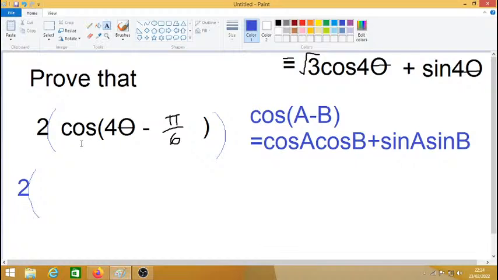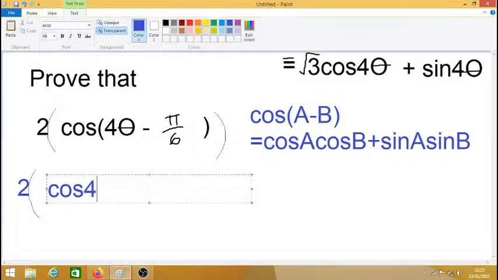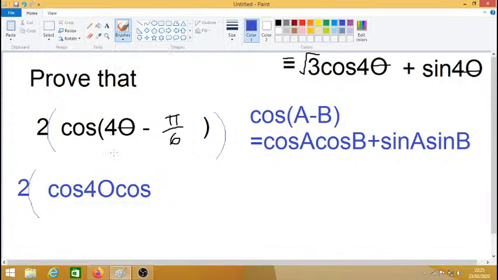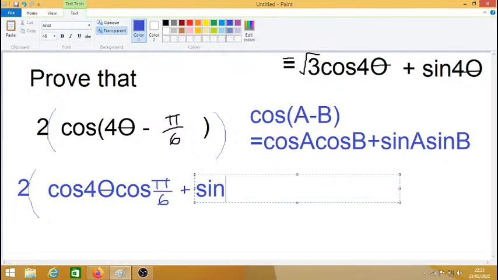So you should be quite comfortable with using the identity, the expanded version. So here it's not really called an expanded version, it's just a different way of rewriting cos of 2 angles being subtracted. So what's the different way of writing it? We could write it as cos 4 theta cos pi over 6 plus, and then hopefully you can do the second bit by now. It's going to be sine 4 theta sine pi over 6.